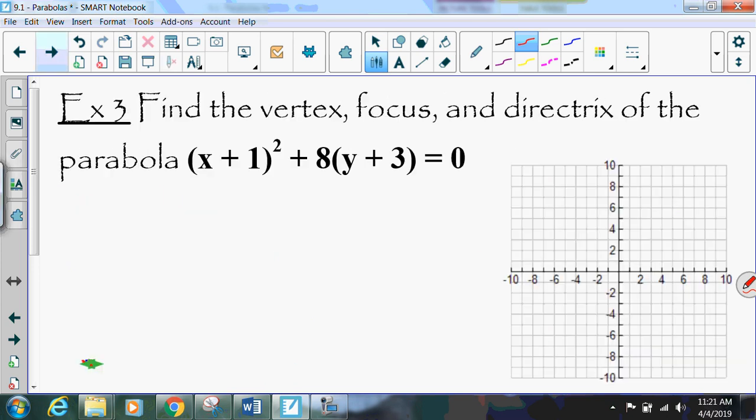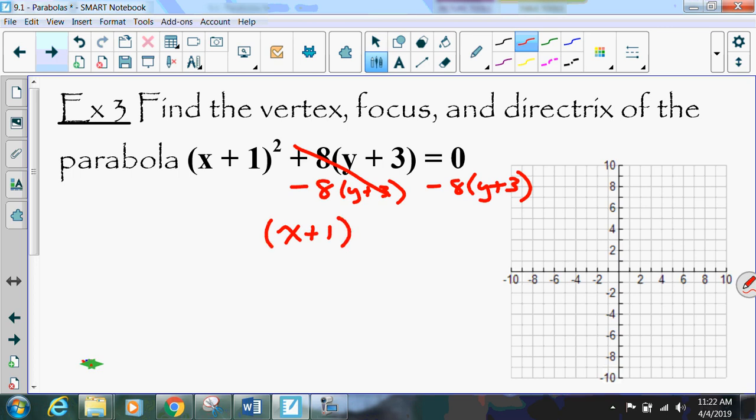Leaving it in that standard form tells us a lot. All right, let's look at the next one. Find the vertex, focus, and directrix of the parabola. And this is not in standard form, right? So we're going to make it in standard form by simply subtracting this from both sides. That gets rid of that. There we go.